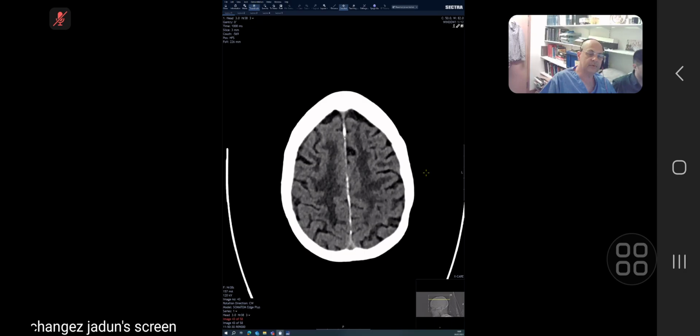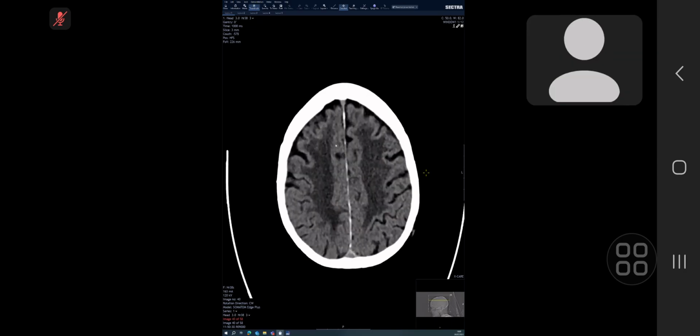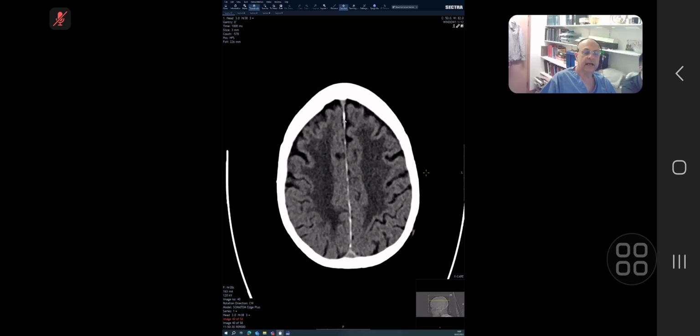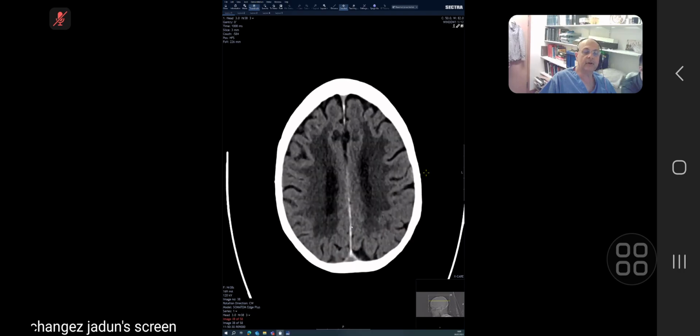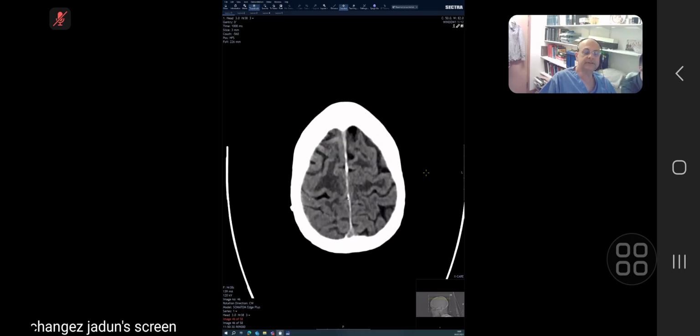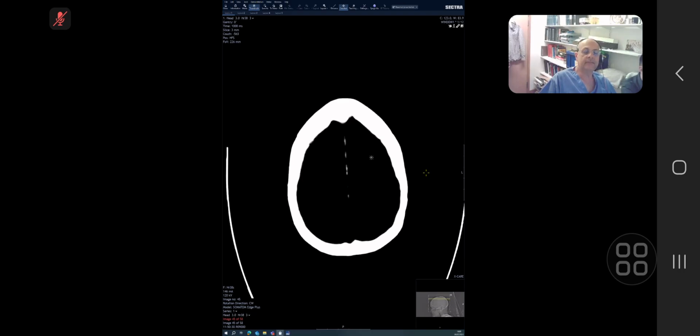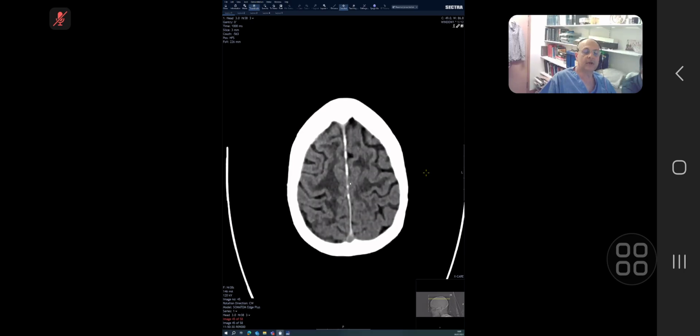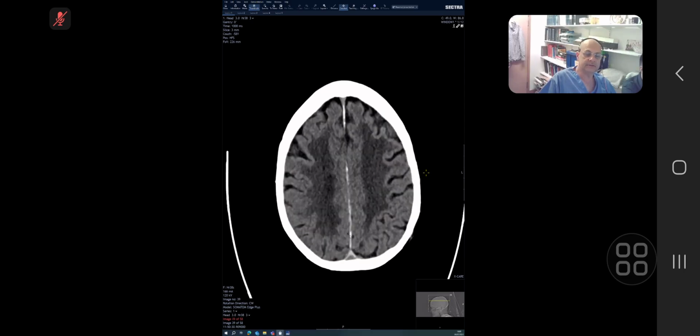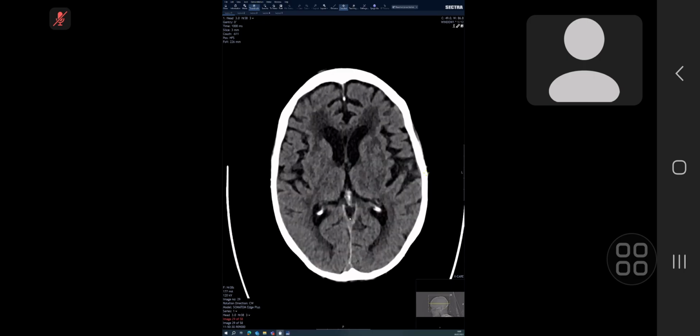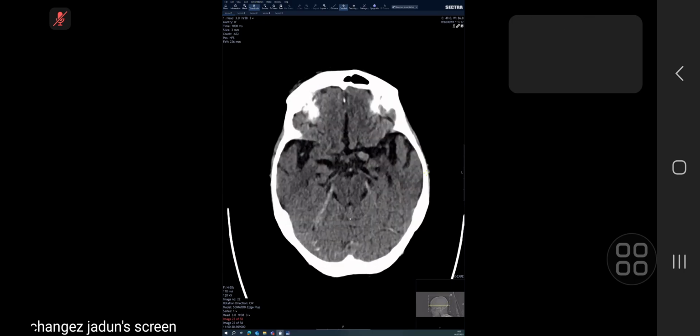The other thing which I would have wanted candidate number one to say, remember this is a fall and a trauma type situation, I would have wanted you to comment on high density of the falx, but at the same time, I would have wanted you to say this is because of the heavy calcification. So these are the things the examiner wants to hear.